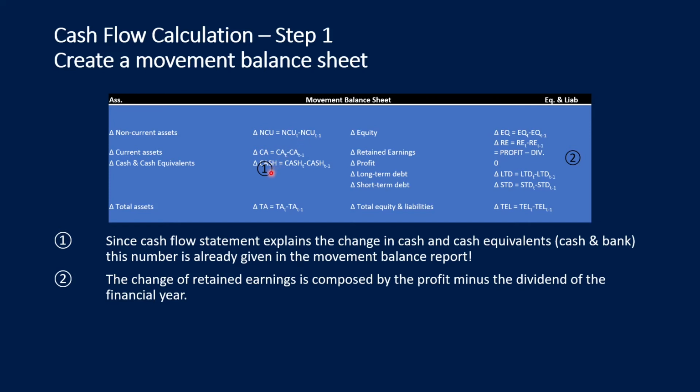The same is true for cash. The change in cash, and again, this is the total cash flow, this is what we are looking for, is the cash balance of this year minus the cash balance of last year. And there's a second point I would like to show.